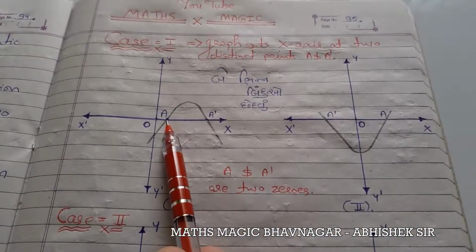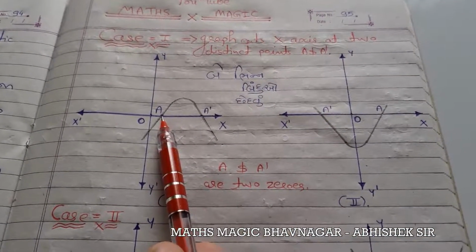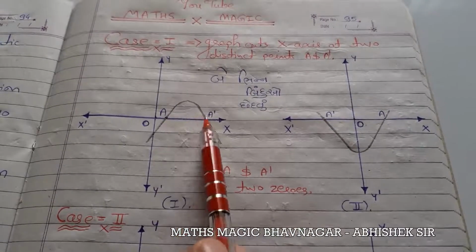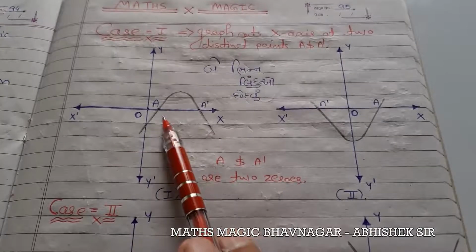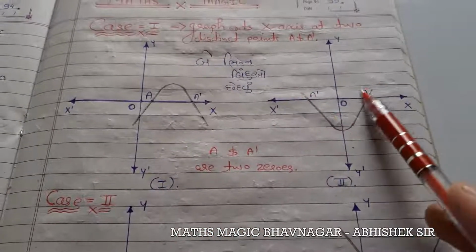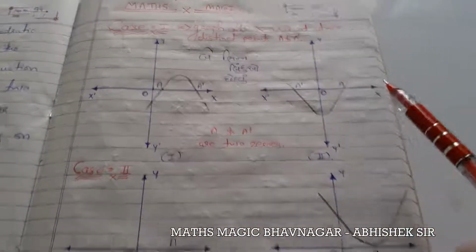Here also the graph cuts the x-axis at 2 points. This is the first point, this is the second point, a and a dash. If it is downward, then also it is a and a dash. If it is upward, then also it is a and a dash.